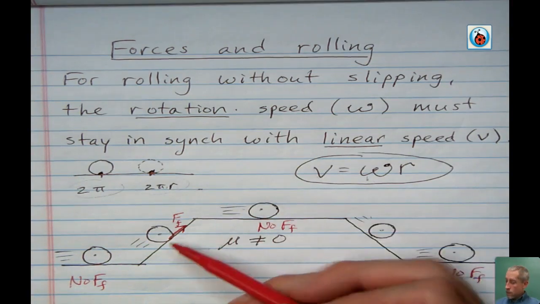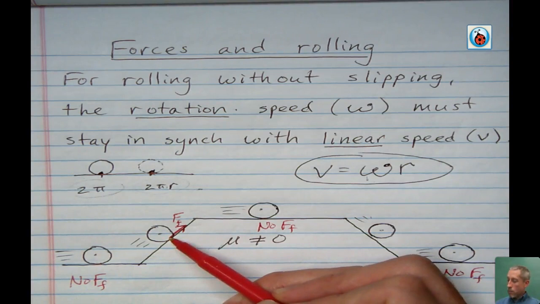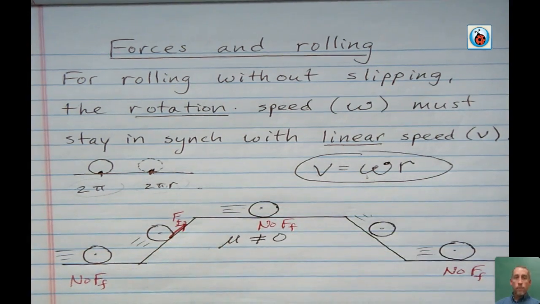Now, this is still the same kind of friction that we had before, where we have no motion at the point of contact, and that means it's keeping the slipping from happening, and so this is a static friction force.